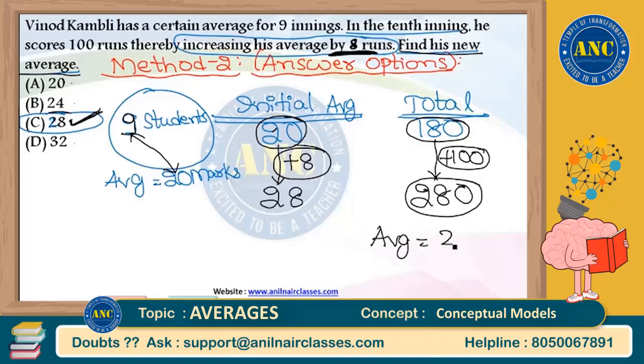Average is nothing but total, which is 280, divided by the number of matches, which is 10. 280 by 10 is 28. From 20 to 28, it is increasing by 8, and that is what is given in the question. Because my statement is becoming true, my assumption is also true.